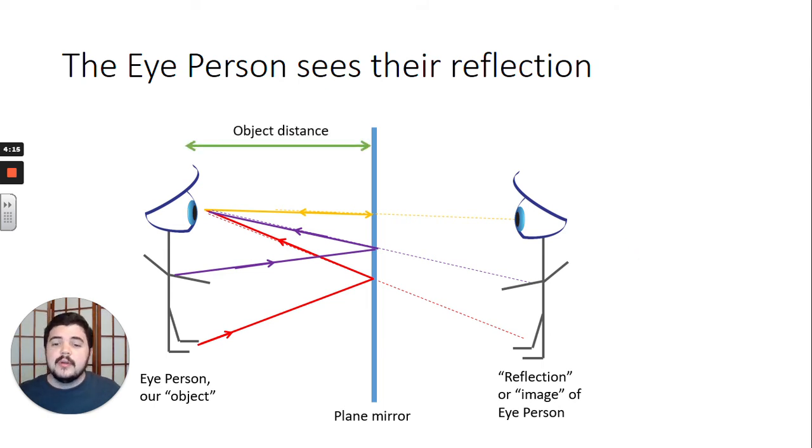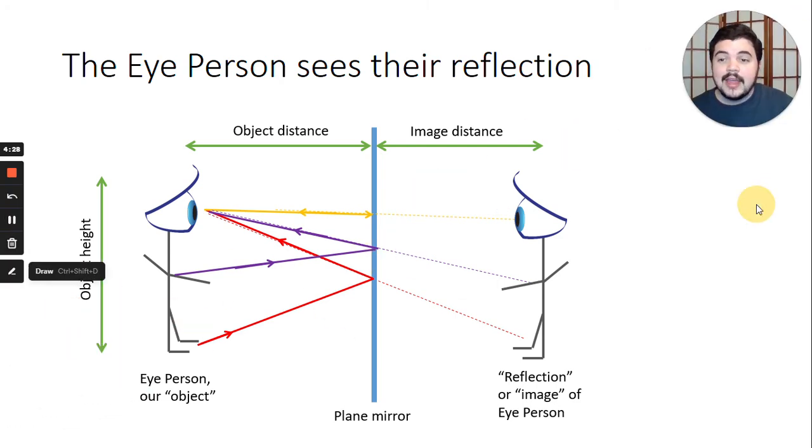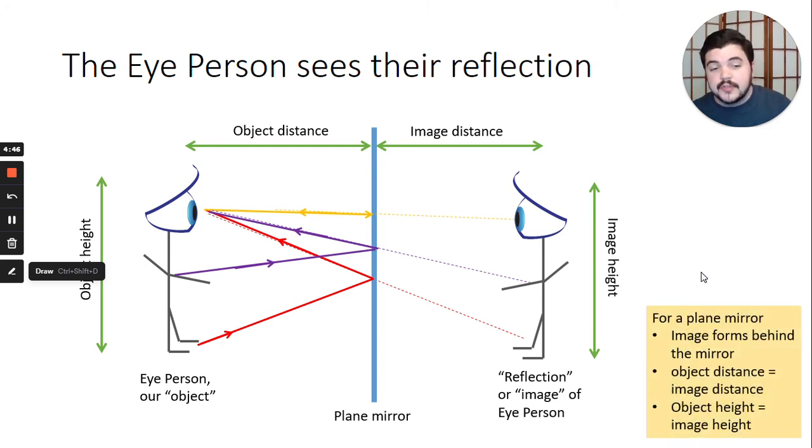Some things to note for a plane mirror, a flat mirror: the distance between the mirror and the object, called the object distance, and the distance between the mirror and the image, called the image distance, are the same. Similarly, unlike in funhouse mirrors that are curved, the height of the object is the same as the image height. So for plane mirrors, the image forms behind the mirror, the object distance is equal to the image distance, and the object height is equal to the image height.